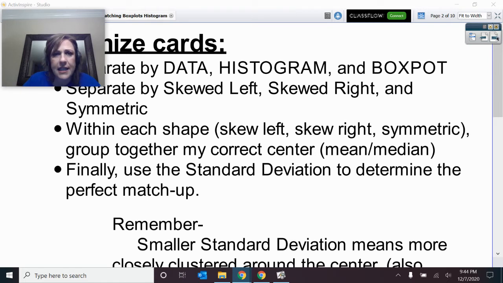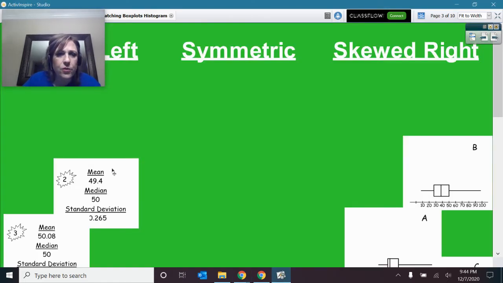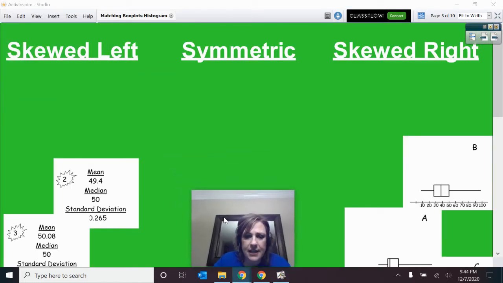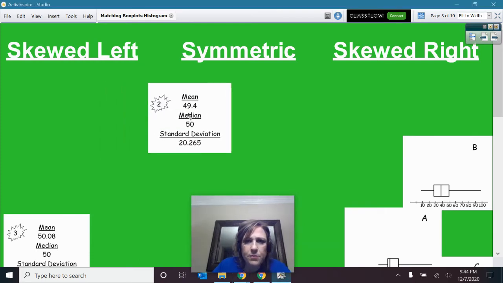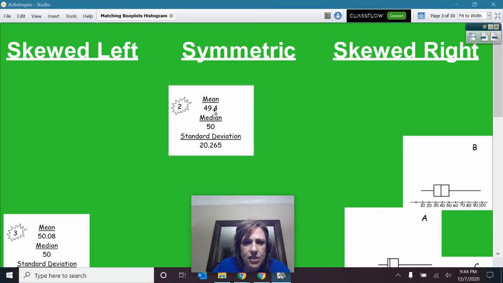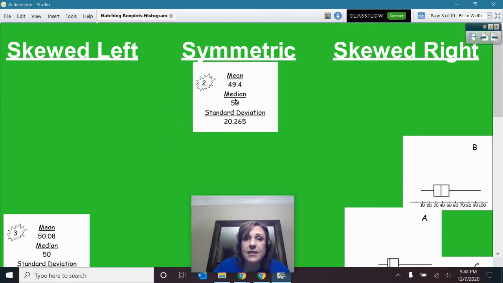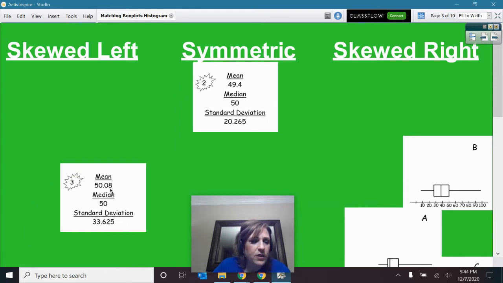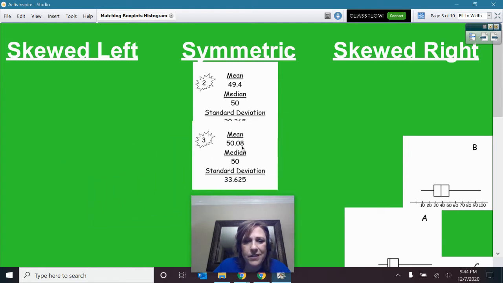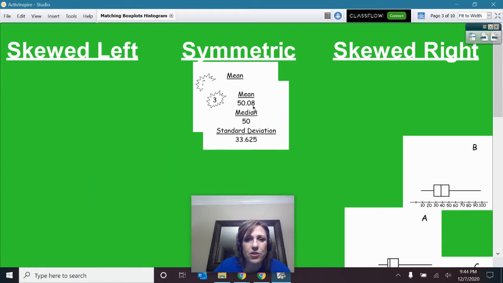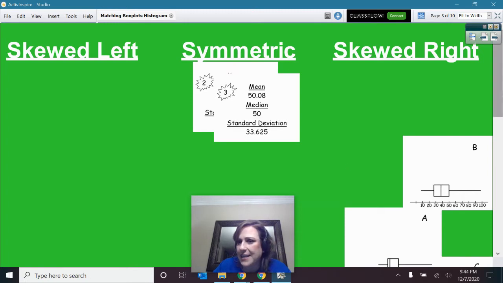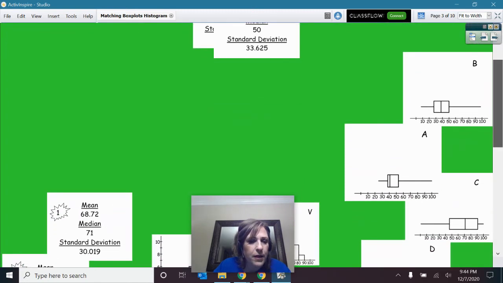Well, let's take a look at it. So here I have this laid out here. Take a look at this set of data. These two numbers, the mean is fairly close to the median. So I think that's somewhat symmetric, so I'm going to put that in my symmetric pile. This one, 50.08, that's about the same as 50, so that one's a symmetric one, okay? So I'm just going to stack these so I can bring them all up here.